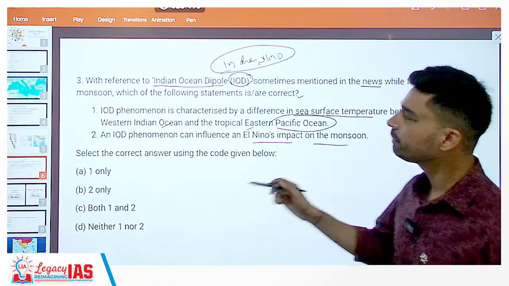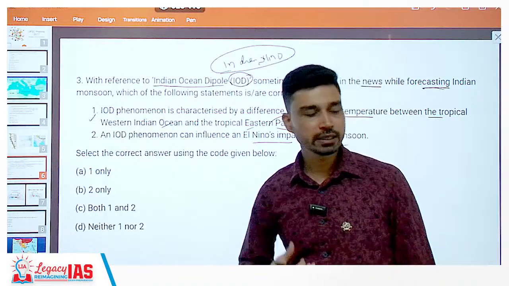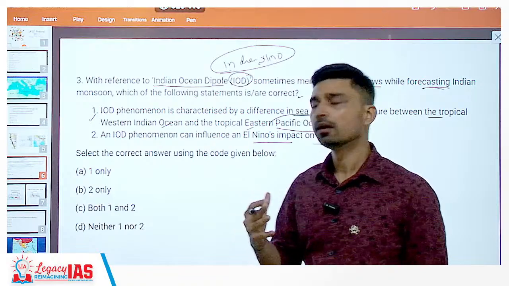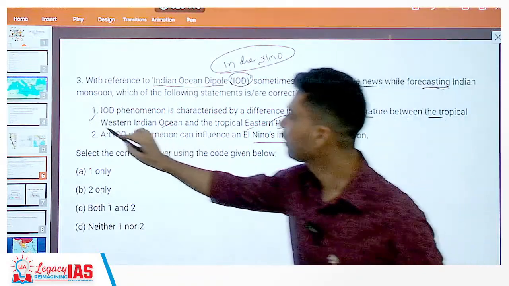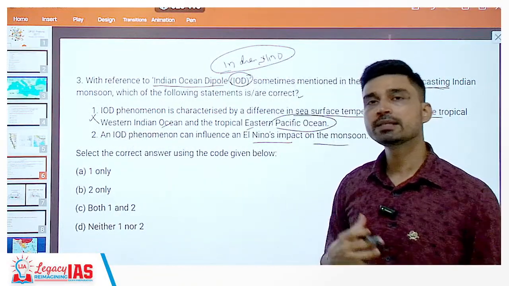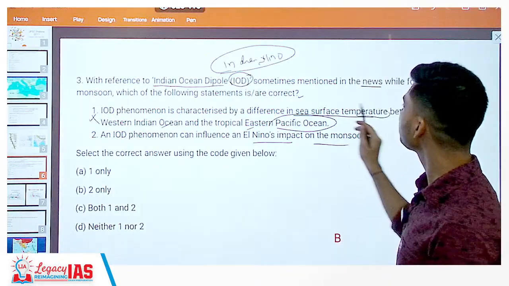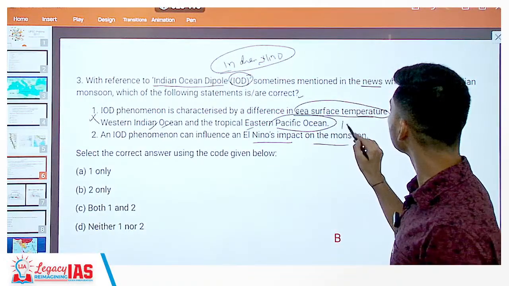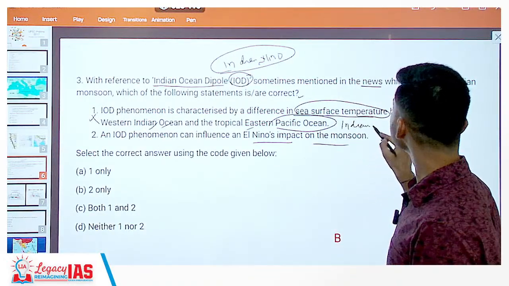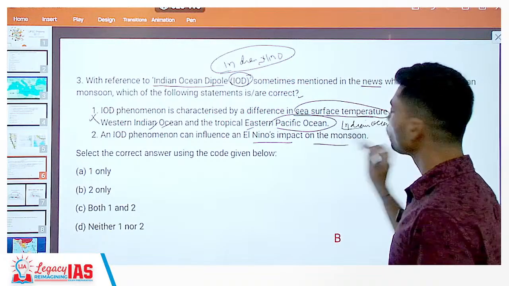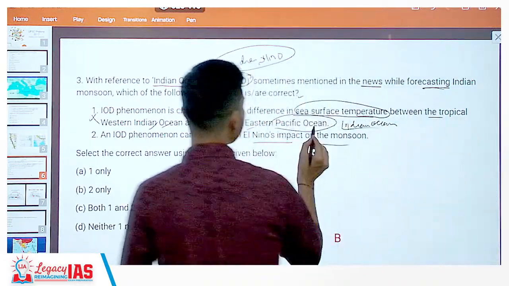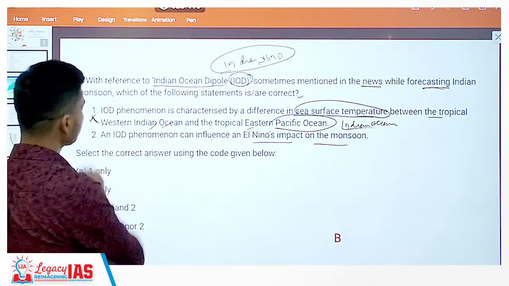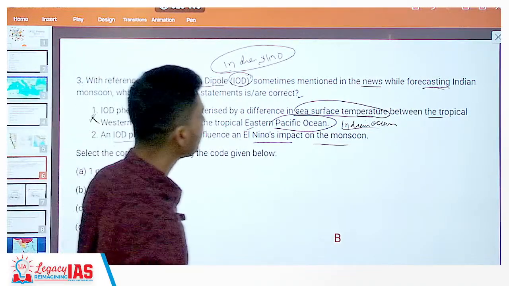The first statement actually is incorrect, because the Indian Ocean Dipole basically measures the sea surface temperature difference between the western Indian Ocean and the eastern Indian Ocean, not the Pacific Ocean. That is the minute issue with this statement. If it was the tropical eastern Indian Ocean, then this statement would have been correct. So this is incorrect.